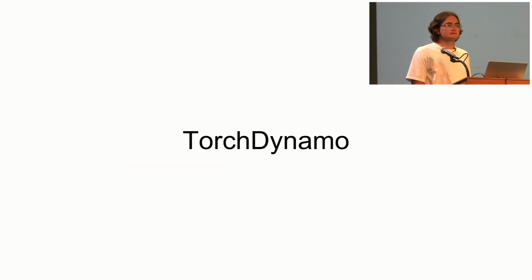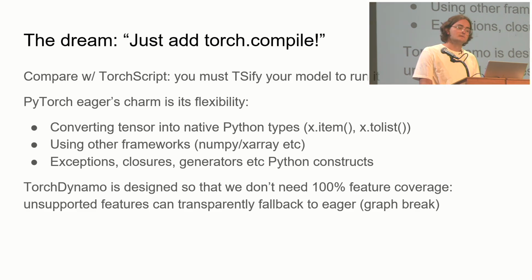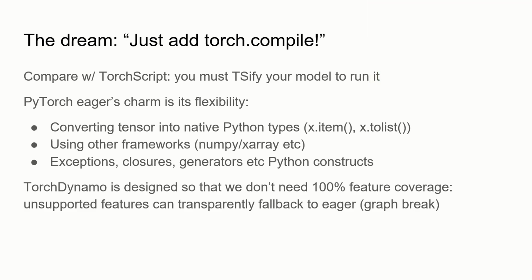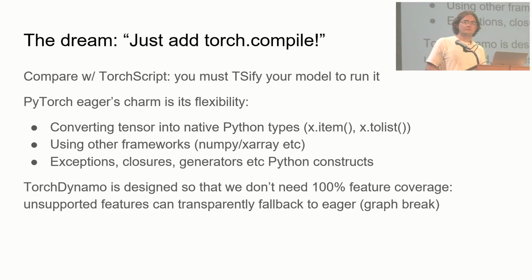So TorchDynamo, this is the part that interacts with Python bytecode and produces tensor compute. If anyone's familiar with TorchScript, the goal for TorchScript was to compile your entire model, and if there were any failures, it wouldn't work. Similarly, it was to capture a single program which would work for all of the variety of inputs. But with torch.compile, if there's something that we don't know how to interpret, we'll just fall back to eager, thereby ending the tensor compute region or graph.